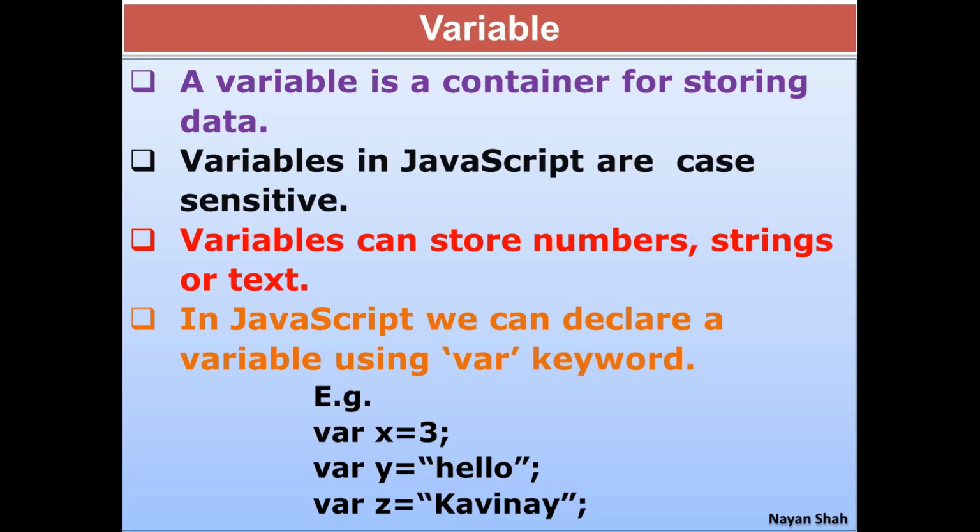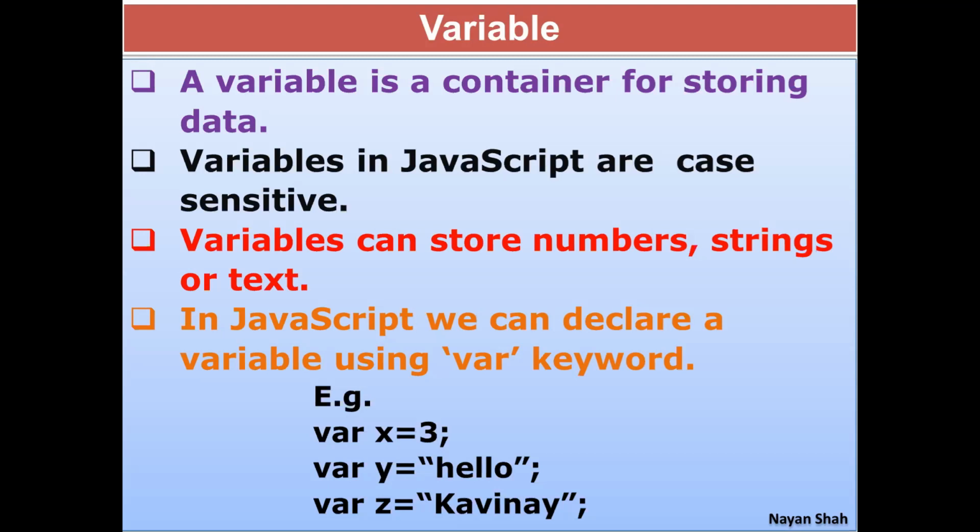Variables in JavaScript are again case sensitive. So you may have two variables with the same name, small a and capital A. For JavaScript, they are different. Variables can store numbers, strings, or text. It can store anything. In JavaScript, we can declare a variable using the var keyword.